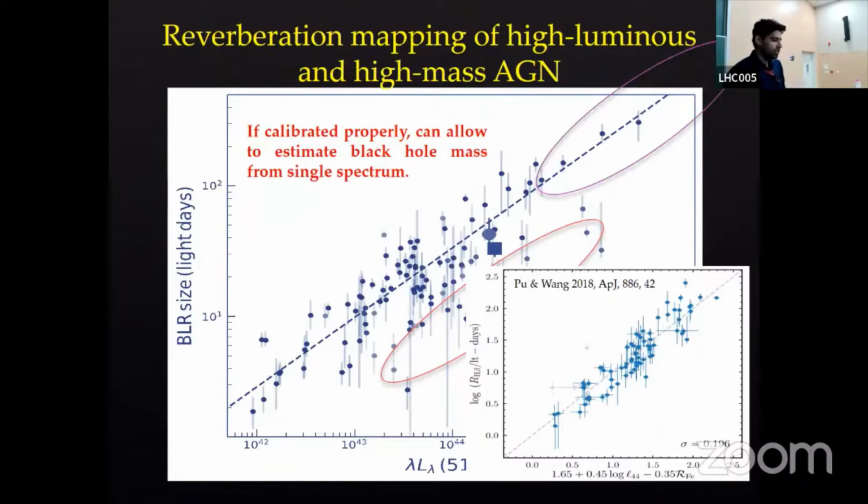What we are actually trying to do is to calibrate this size luminosity relation, including more objects which are at the high luminosity end of this diagram, as well as using some other kinds of objects like strong radio loud AGNs, to check whether this relation is valid for all types of AGNs or not, or whether we should include some other factor like the Fe II strength.